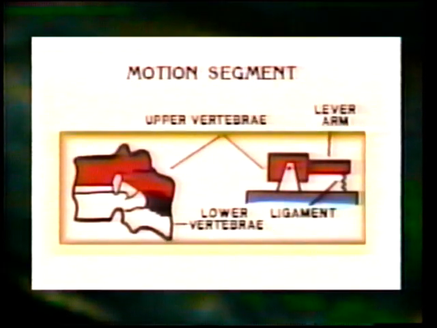I mentioned that the posterior ligaments, in other words, the interspinous and supraspinous ligaments, are biomechanically disadvantaged. If we take a look at a motion segment of the lumbar spine with two adjacent vertebrae and its intervening ligaments, we can make an analogy between this and a very simple mechanical model, where you have a center of axis of rotation here, you have the vertebral body here, and then you have a lever arm that comes out this direction.